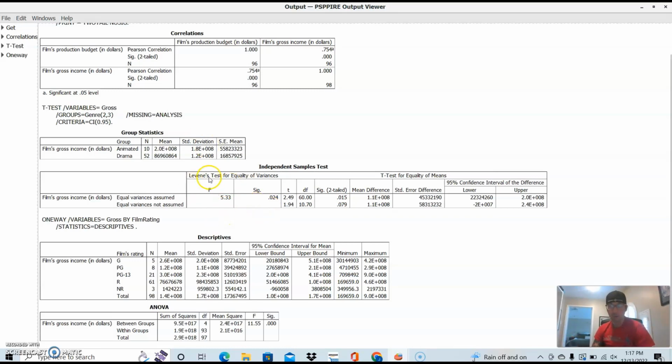When we're reporting this too, we actually ignore the F value and we ignore this significance. This significance actually pertains to this F value. We don't need that. We're not worried about an F value when we're doing a t-test, of course. We're looking for a t-value. And so there's the t-value we would report, 2.49. We have 60 degrees of freedom, right? Because we have a total of 62 in our sample minus 2 separate groups. So 62 minus 2 is 60.